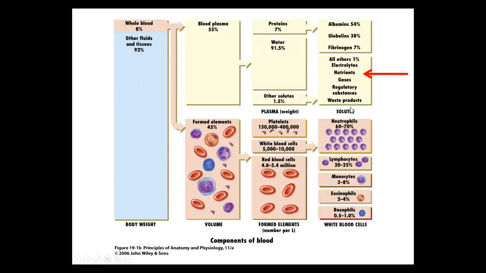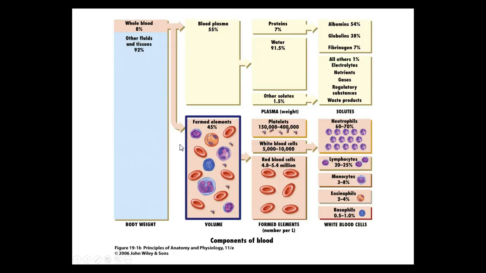Some of the other solutes that we have in our plasma are, of course, electrolytes, nutrients, gases, the things that we talked about earlier that are transported in our blood. And again, very important, not only are we transporting things that will keep our cells happy, but we're also transporting waste away from cells.